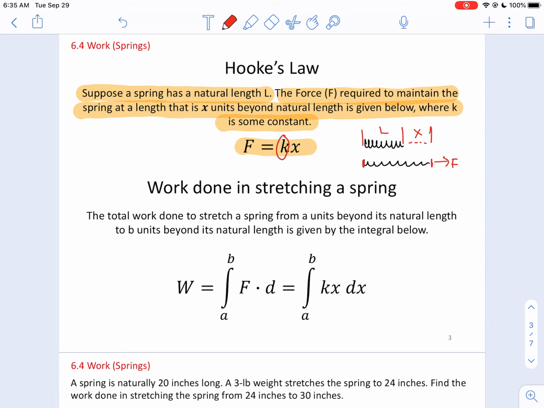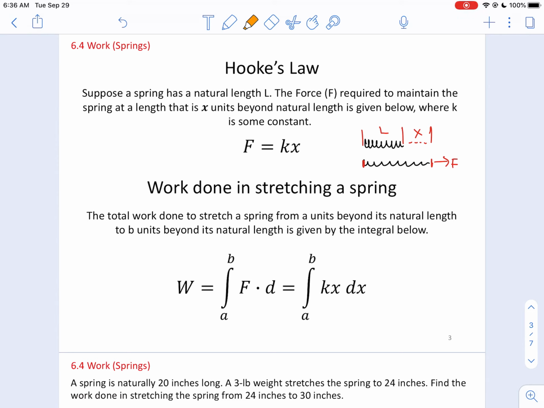A small positive value of k would mean a weak spring, and a larger value of k would correspond to a stronger spring. So what this means is that every time you stretch the spring an extra little bit, more force is required to go that extra little bit.